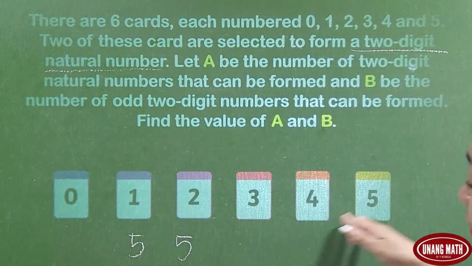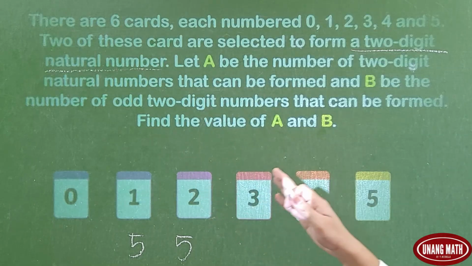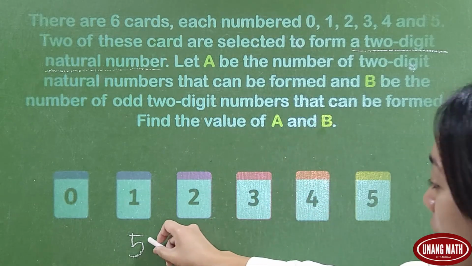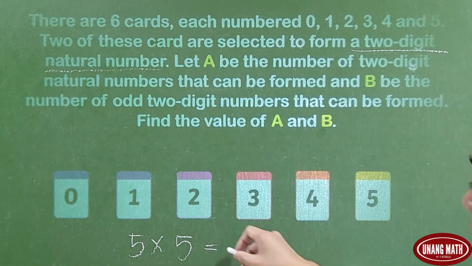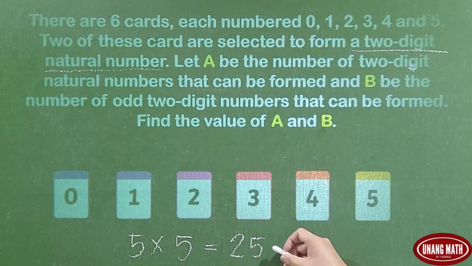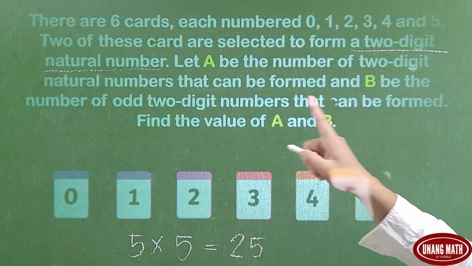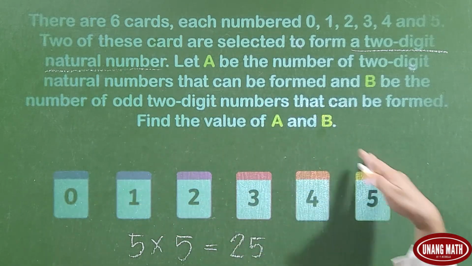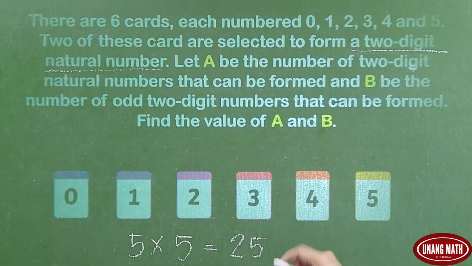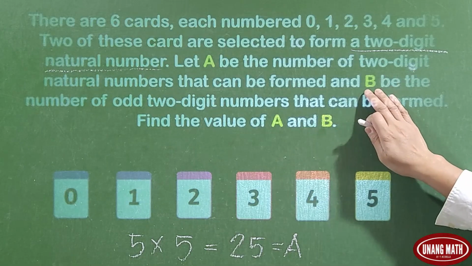We are using these cards at the same time to create two-digit natural numbers. So we have to multiply these numbers. So this is equal to 25. So it means there are 25 two-digit natural numbers using these 6 number cards. So A is 25. Okay, what about B?